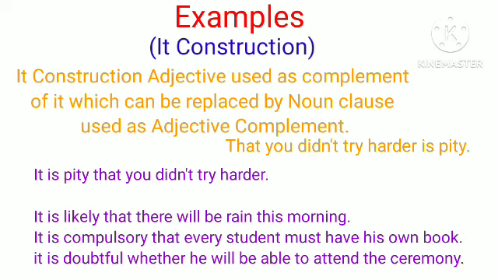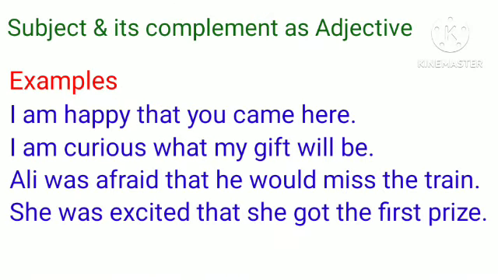As per my experience, we come across two constructions in adjective complement. Number 1, the it construction, and number 2, normal sentences: subject, linking verb plus subject complement or nominative adjective. So here are some examples of the construction. Number 2, using a noun clause as adjective complement. It is a pity that, in place of try harder. I am happy that you came here.